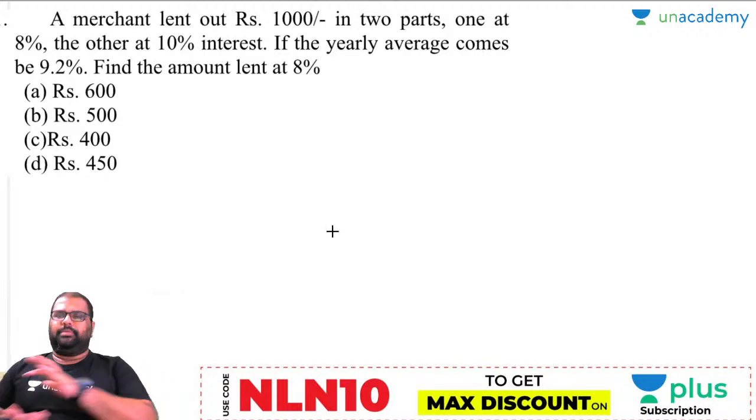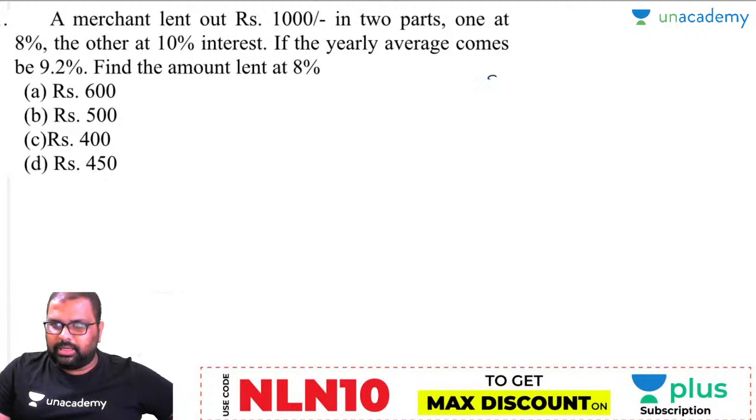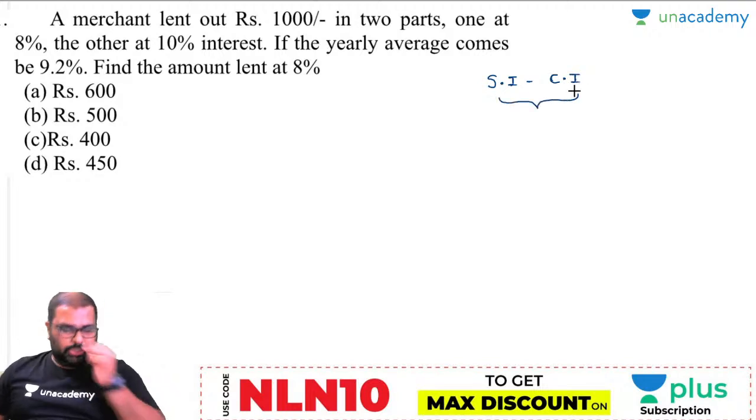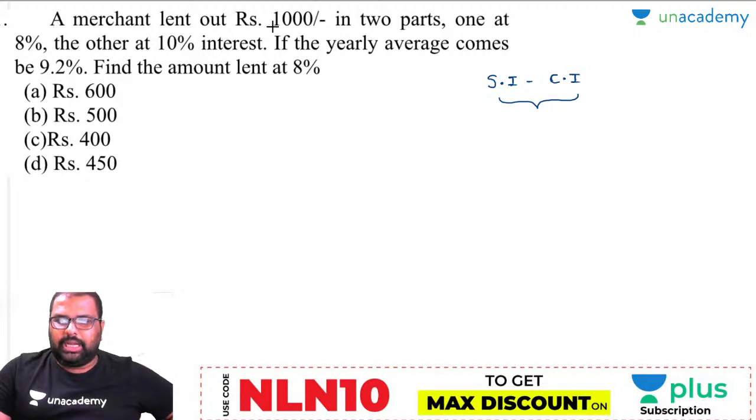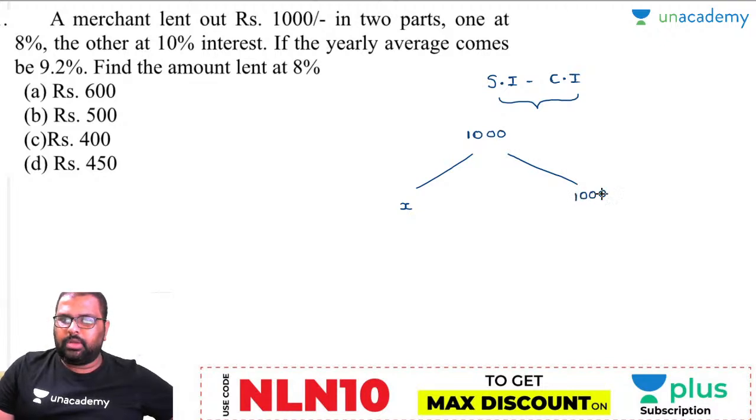Now, this is the question that was asked in simple interest, and when you closely observe, the question is on simple interest and compound interest. But there is no need to use simple interest or compound interest formulas here. Now, I will show you how to solve it. A merchant lent out 1000 rupees in 2 parts. So see here, 1000 rupees are there in my pocket. So I break it down into 2 parts, x and 1000 minus x. This x rupees I gave at 8% interest rate. This 1000 minus x I gave at 10% interest rate.